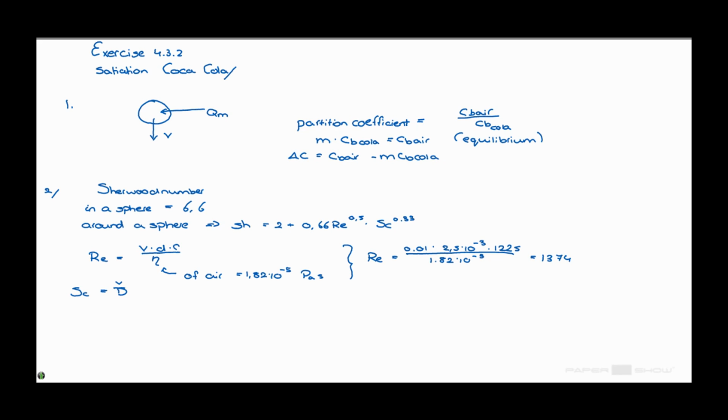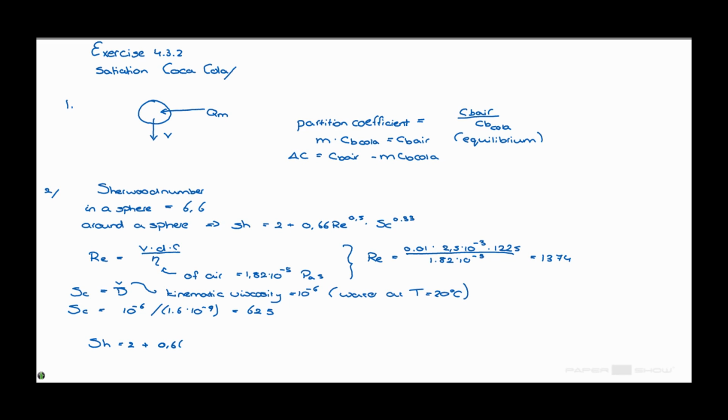Then for Sc, you have to calculate that by taking the kinematic viscosity of water and dividing that by the diffusion coefficient of water. The kinematic viscosity of water, as we assumed it is the same for Coca-Cola, is 10 to the power of minus 6. The diffusion coefficient we have also taken is 1.6 times 10 to the power of minus 9, as we assume Coca-Cola is water. Filling this in the equation, we get 625. Then filling in the Sherwood equation, so 2 plus 0.66 times 1374 to the power of 0.5 times 625 to the power of 0.33, and this equals 206.7, and that is 207. So we have both Sherwood numbers.